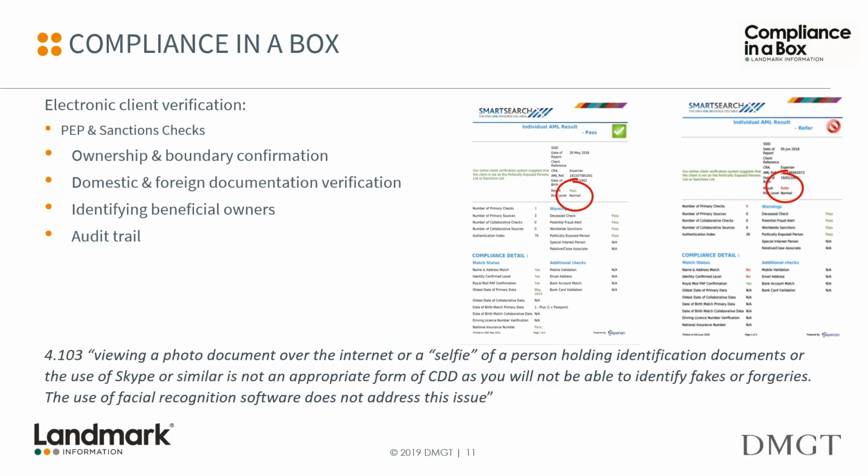Landmark provide a range of electronic solutions to help agents deal with the implications of the money laundering regulations. From one account, you can evidence client verification, including politically exposed persons and sanctions checks, ownership and boundary confirmation, identify beneficial owners, as we have access to Land Registry titles on our system, as well as verify domestic and foreign documentation, all with a date and time stamped audit trail.